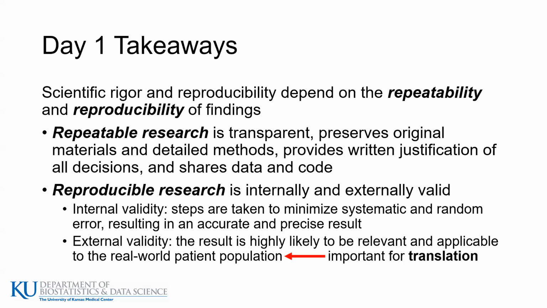And we talked about internal validity, which are steps to take to minimize systematic and random error, which will give us the most accurate and precise result. And then we also talked about external validity, which is how likely our results from our sample study can be applied to a real-world population.